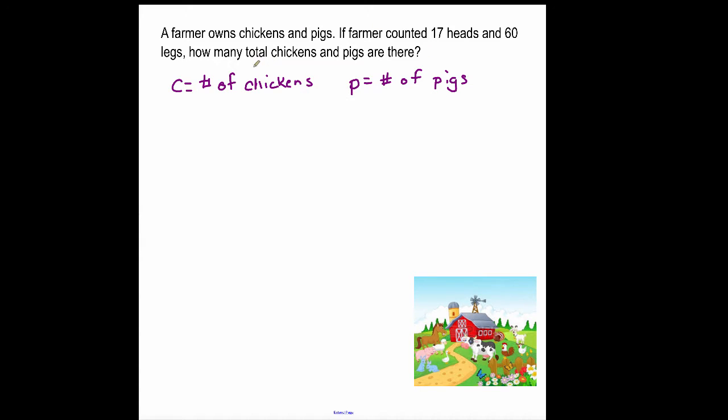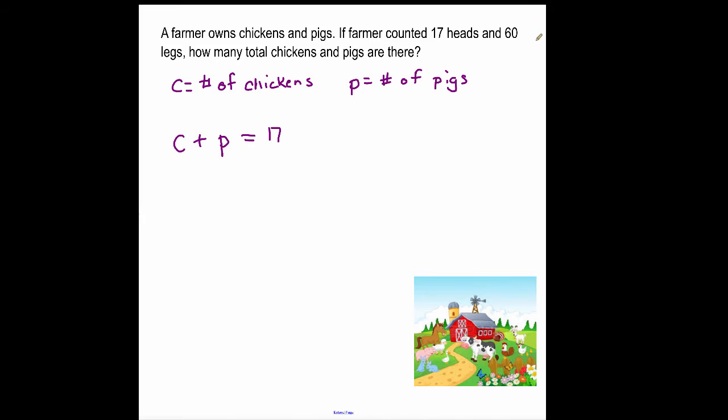I need to go back then and look at the information I'm given. I don't have a lot of information here. The only thing I have is that there's 17 heads and 60 legs. So I need to understand some things about chickens and pigs. How many heads does a chicken have and how many heads does a pig have? They each only have one head. So the total number of chickens and pigs is actually 17. So my first equation would be the number of chickens, C, plus the number of pigs, P, is going to equal 17.